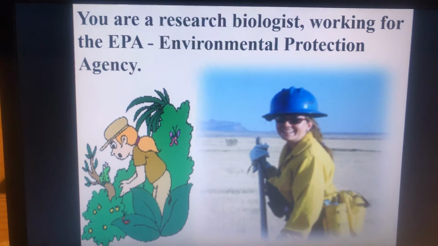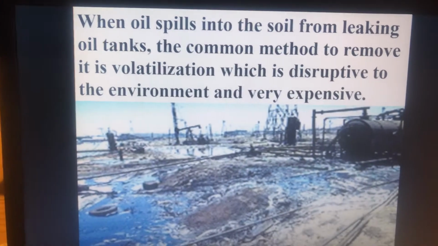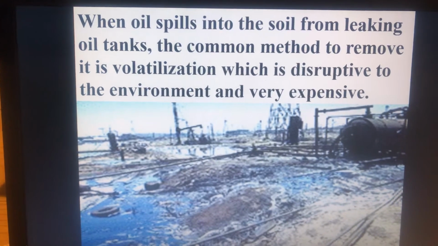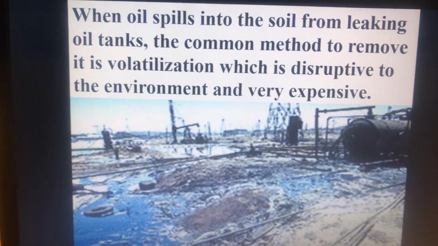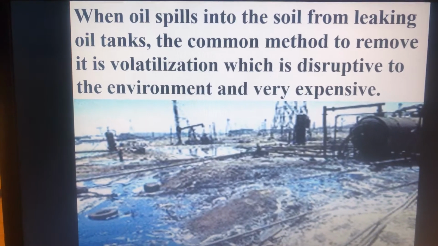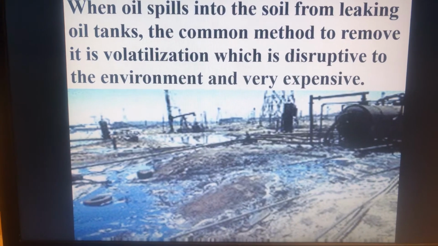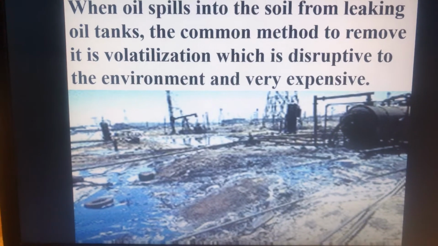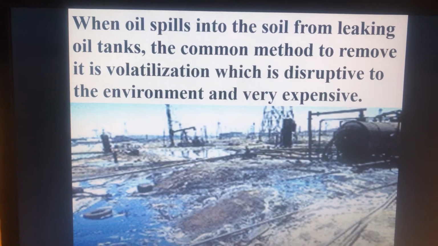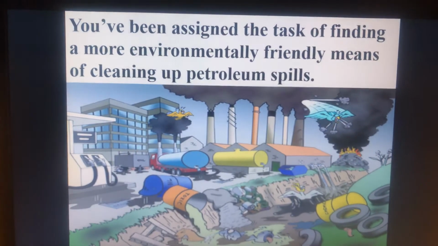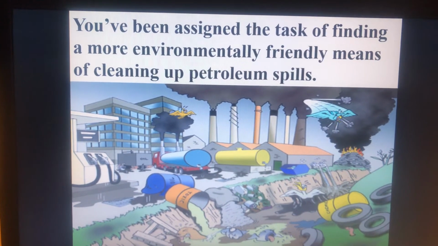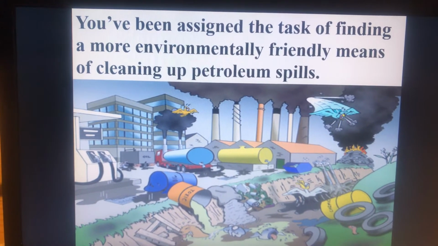Let's take a look. When oil spills into the soil from leaking oil tanks, the common method to remove it is volatilization, which is disruptive to the environment and very expensive. So they just take off all the topsoil, as you can see here. And it is very expensive, very disruptive. Okay? You've been assigned the task of finding a more environmentally friendly means of cleaning up petroleum spills.